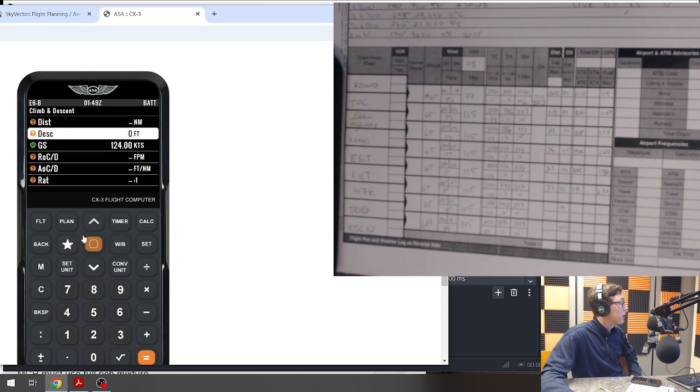Climb and descent, we don't know that. However, now we're descending from 6,500. Now, the reason why I'm using 6,500 is because I'm deciding on pattern altitude.